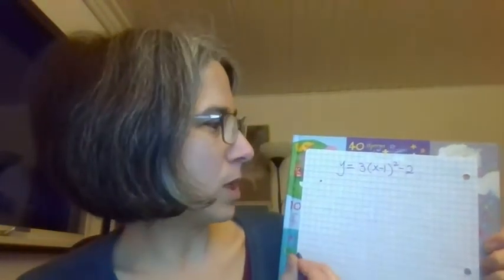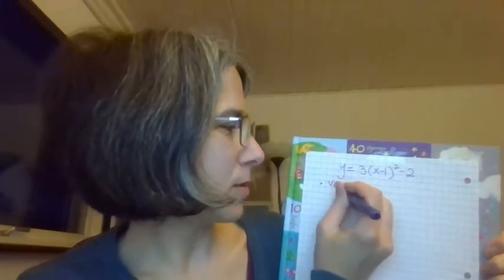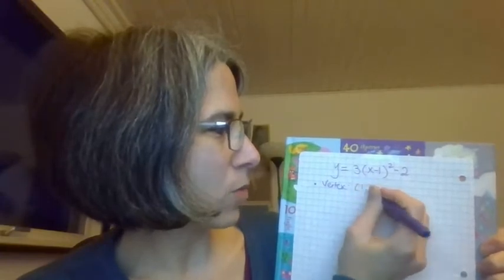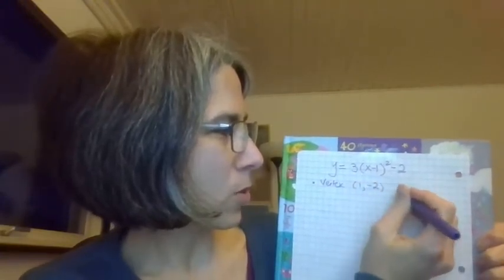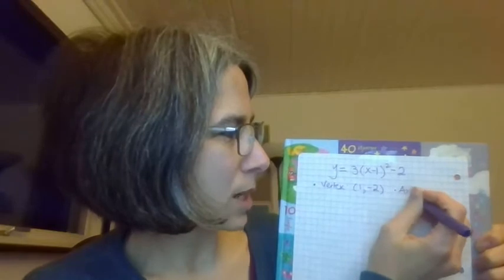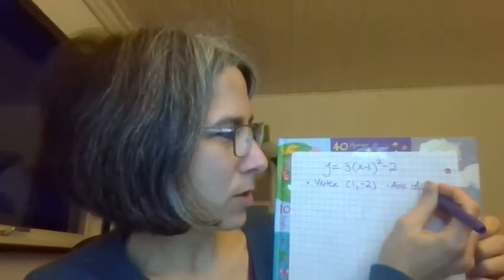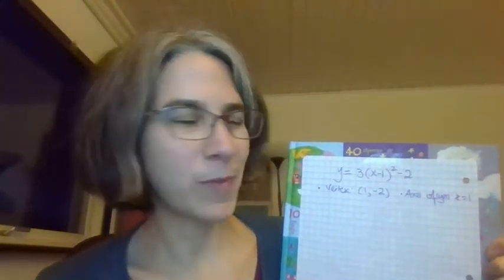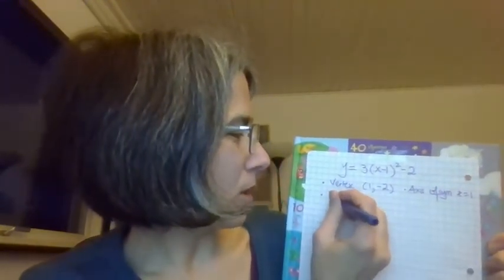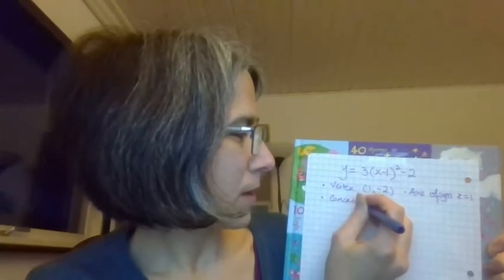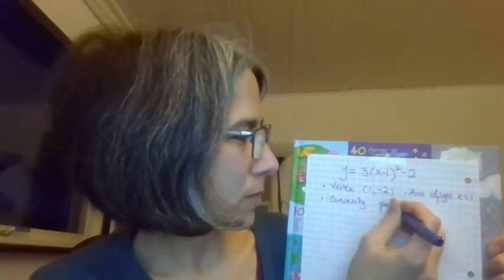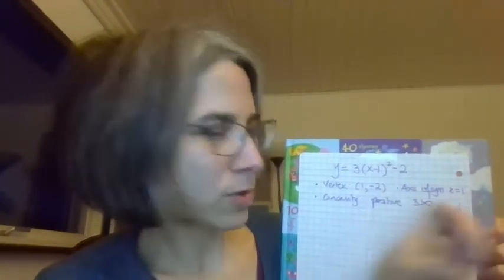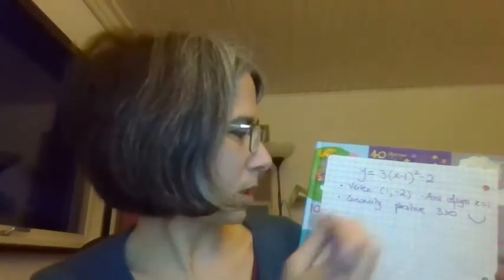So I'm going to begin by saying what the vertex is. This is in vertex form, so we can see easily that it is at 1, negative 2. So I can also write the equation for the axis of symmetry: x equals 1. Now the concavity is positive because 3 is greater than 0, so this is going to be the shape of my quadratic.